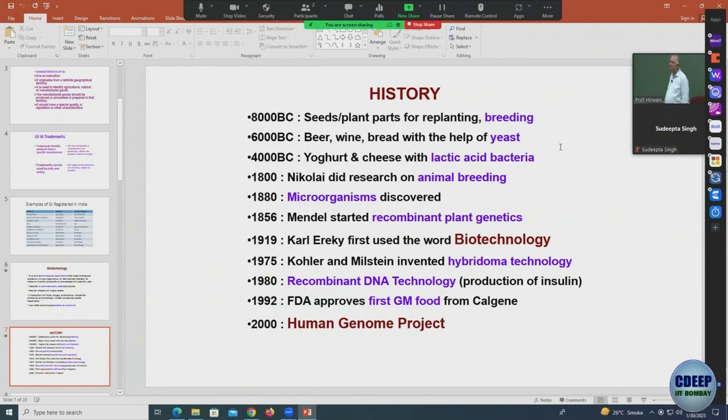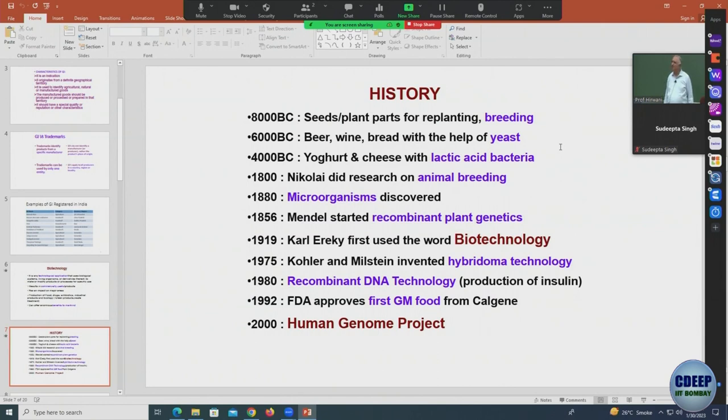If we look at the history, plant breeding is as old as 8000 BC, beer, wine, bread preparation is by yeast, yogurt, cheese with lactic acid bacteria, animal breeding research was done 200 years ago. In 1880 we first discovered microorganisms. All of us remember from school Mendel's law of genetics, 150 years ago. Only about 100 years ago the term biotechnology was coined.